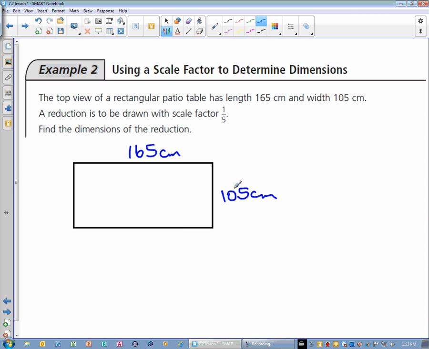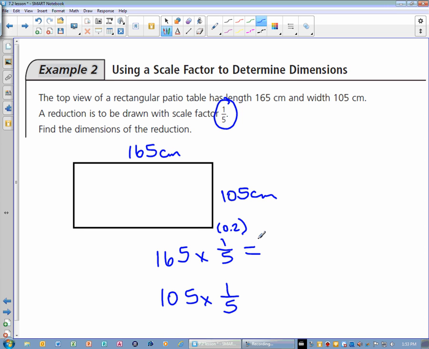So remember in 7.1, how did we get our new dimensions when we knew the scale factor? You multiply. You're actually saying it's 1/5 of the size, and "of" in math means multiply. So we're going to take both measurements and multiply by 1/5. You might be thinking, I'm not sure how to multiply by 1/5, but you can convert 1/5 on your calculator to 0.2. 1 divided by 5 is 0.2.